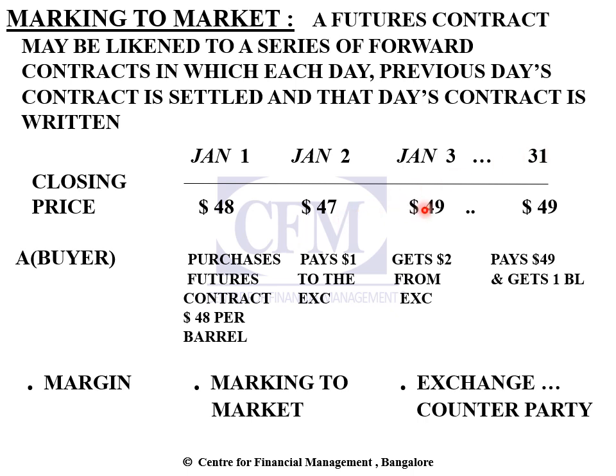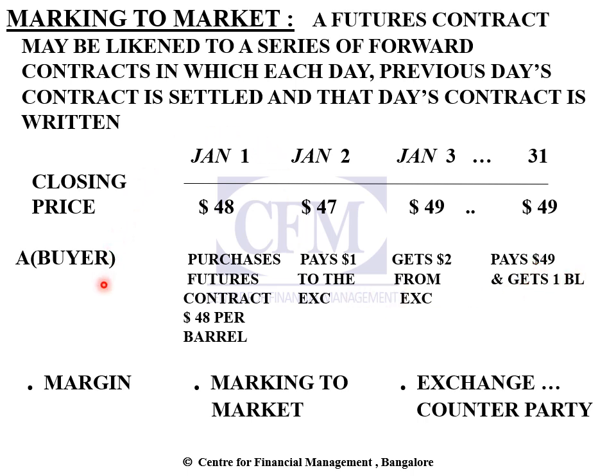On January 3, the same contract is priced higher at $49, which means A gains. What he agreed to buy at 47 is now selling at 49. So he gets a difference of $2 from the exchange, which means the previous contract is closed and he enters into a new contract to buy at $49. There is no change in the price of the futures contract for the rest of the month. So on January 31, A finally pays $49 and gets 1 barrel of oil.